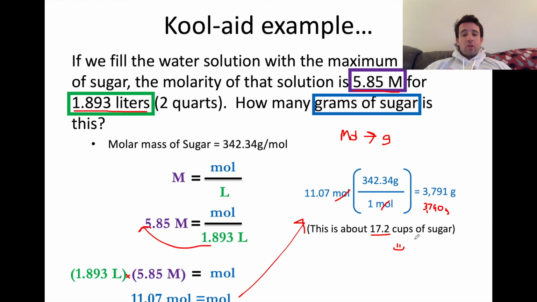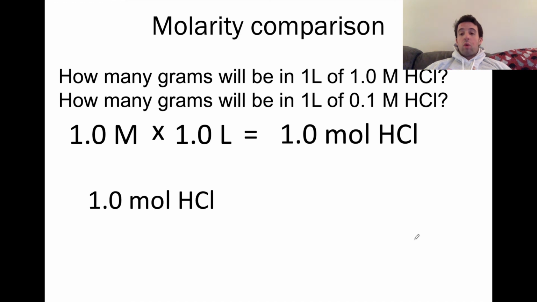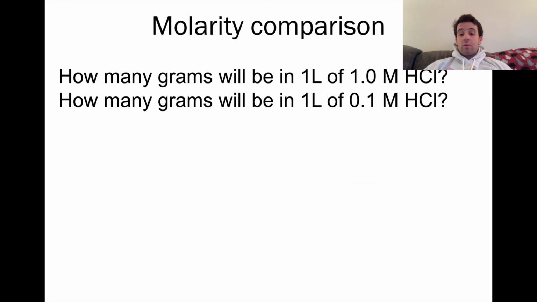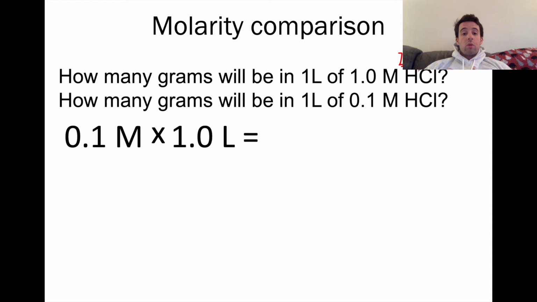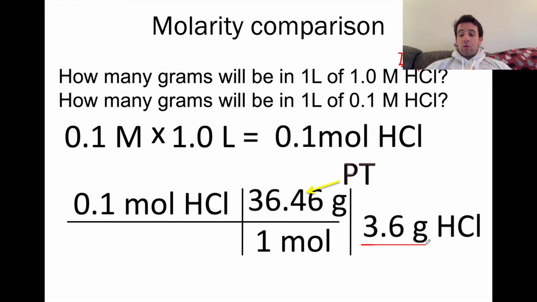With the next slide, I'm showing you two different concentrations of HCl. We've got a 1 molar versus a 0.1 molar, and I'm going through the math to show you that a 1 molar solution gives you 36 grams of HCl dissolved in 1 liter. If you compare that to a 0.1 molar solution, you can probably guess that you'll have significantly fewer grams of HCl, 1/10 the amount. You have 3.6 grams of HCl here instead. This goes to show you that a 0.1 molar solution has a lot less solute in it than a 1 molar solution does.